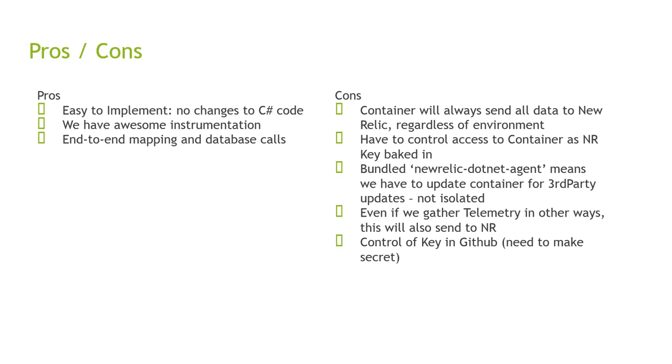And even if we were to gather telemetry in other ways, say I drop this container into a cluster that's pulling all of its data into an Azure Log Analytics workspace from AKS, it would still be sending it to New Relic. I'd be doubling up on all my trace data. And lastly, if I check that Dockerfile into GitHub, I'm going to have to remove that key and have it inserted at build time somehow, maybe use a GitHub Actions secret, something like that. So we've got to start thinking about that key. You don't want to check that in, which I did once by accident.